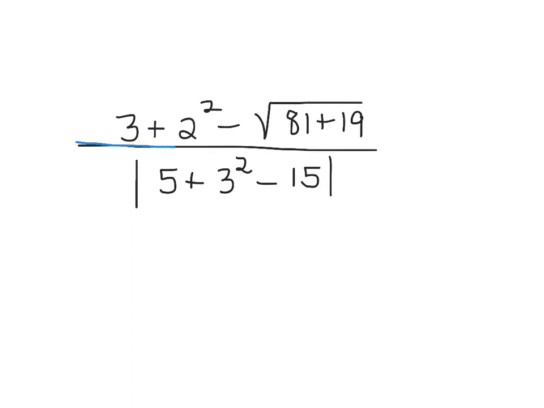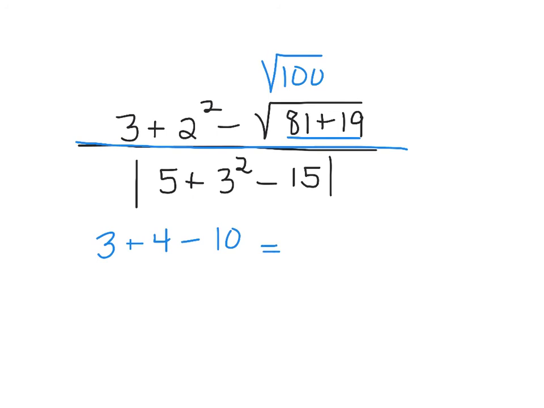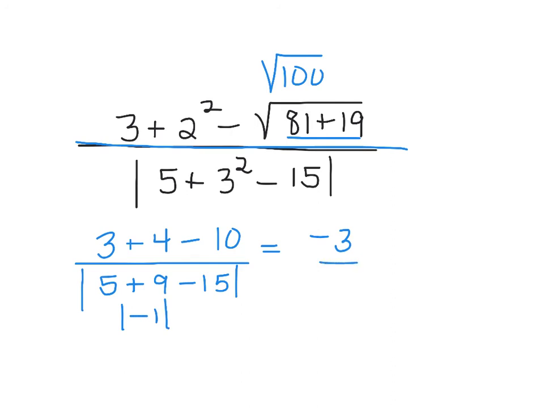So let's see. Big grouping symbol. Let me take care of the numerator first. So that's 3 plus 2 squared is 4 minus, now this is the square root of 81 plus 19. 81 plus 19 is 100. The square root of 100 is 10, so minus 10. Which in my numerator simplifies to 3 plus 4 is 7, minus 10 is negative 3. Then in the denominator, I have the absolute value of 5 plus 9 minus 15. 5 plus 9 is 14 minus 15. That's the absolute value of negative 1, which is just 1. So my final solution here is negative 3.